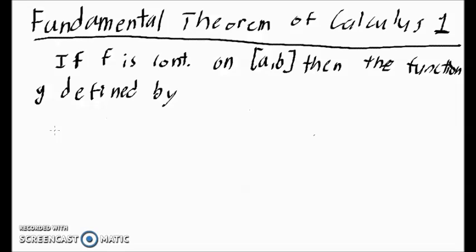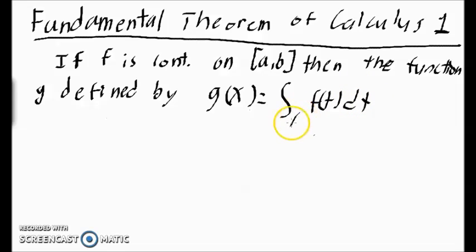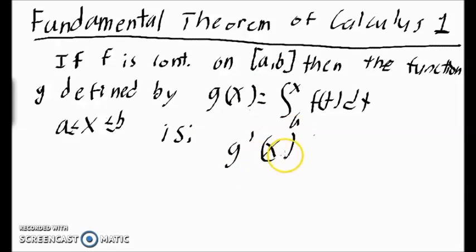If f is continuous on [a, b], then the function g defined by g of x equals the integral of f of t dt from a to x, where x is between a and b, is continuous on [a, b] and differentiable on (a, b). But most importantly, g prime of x is equal to f of x.